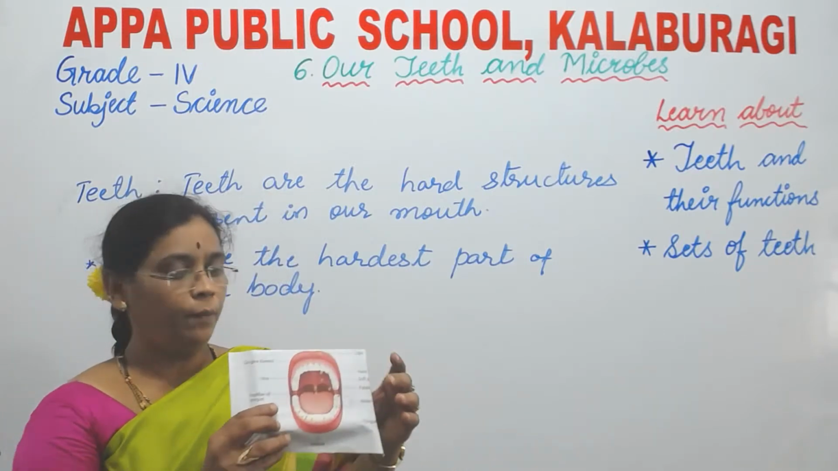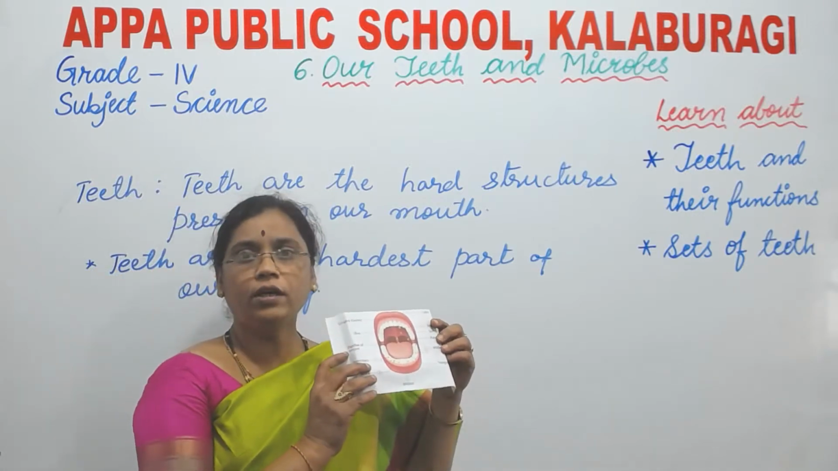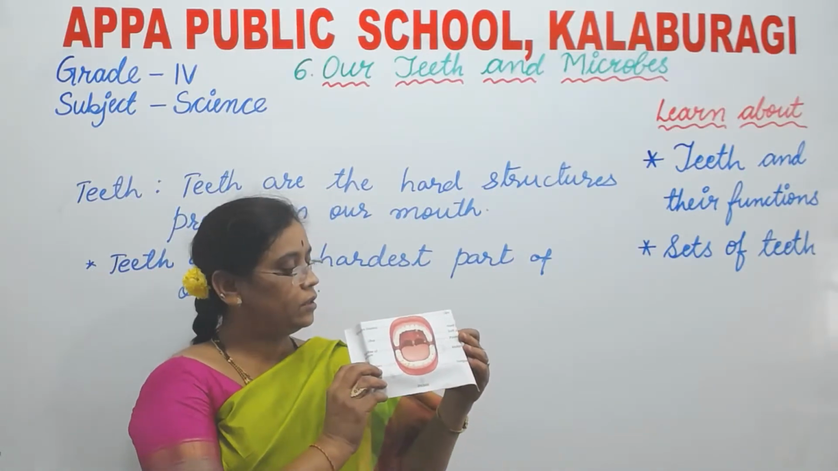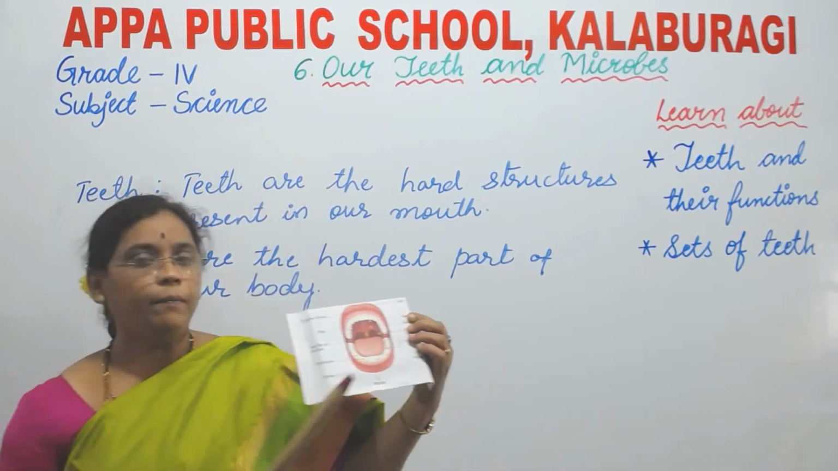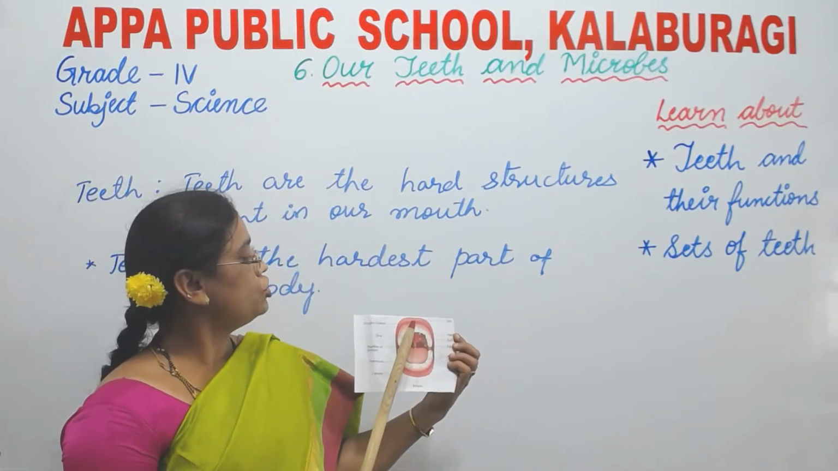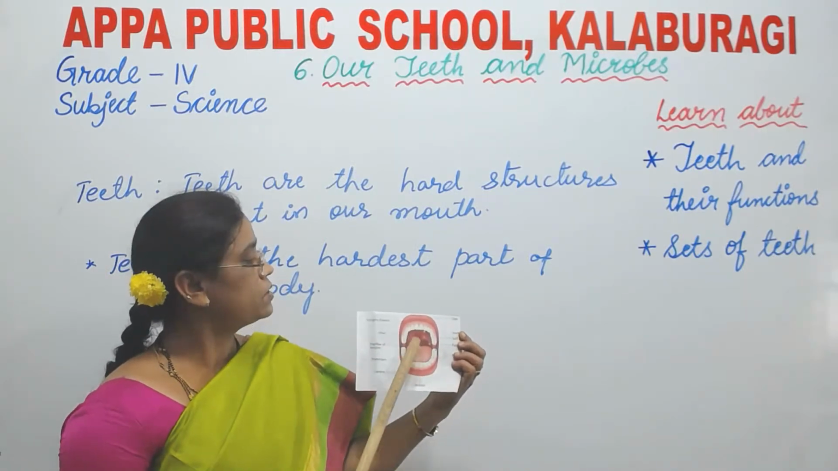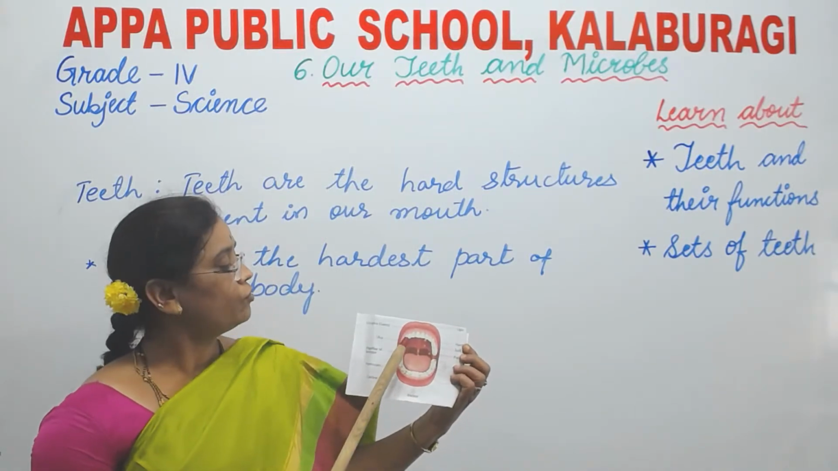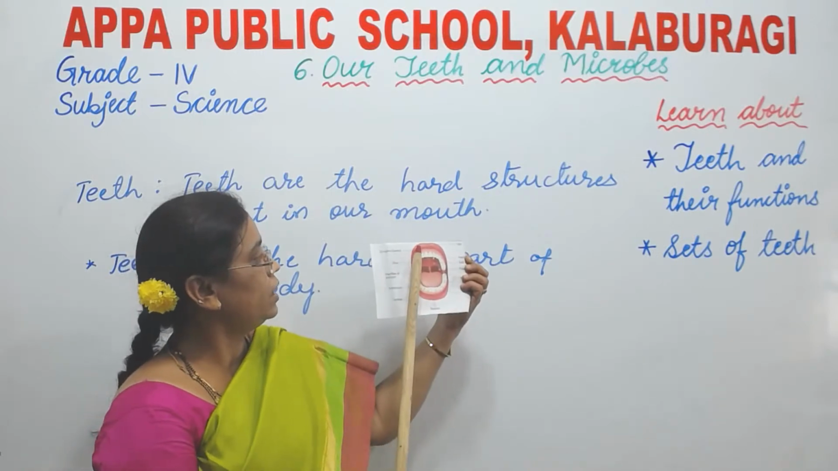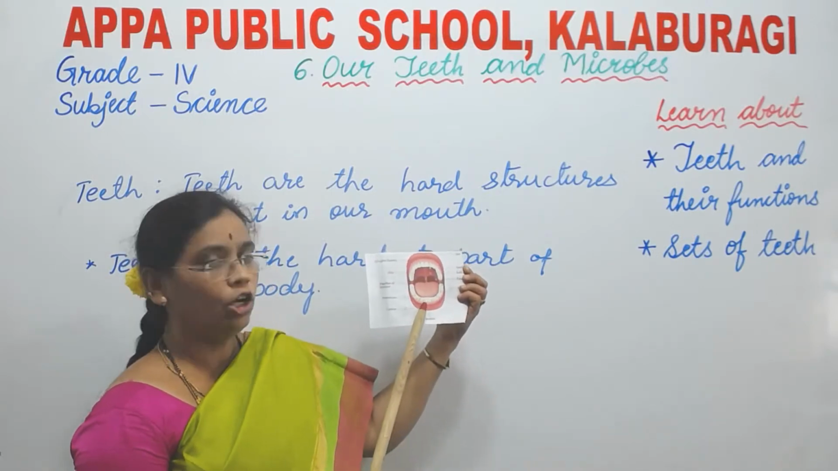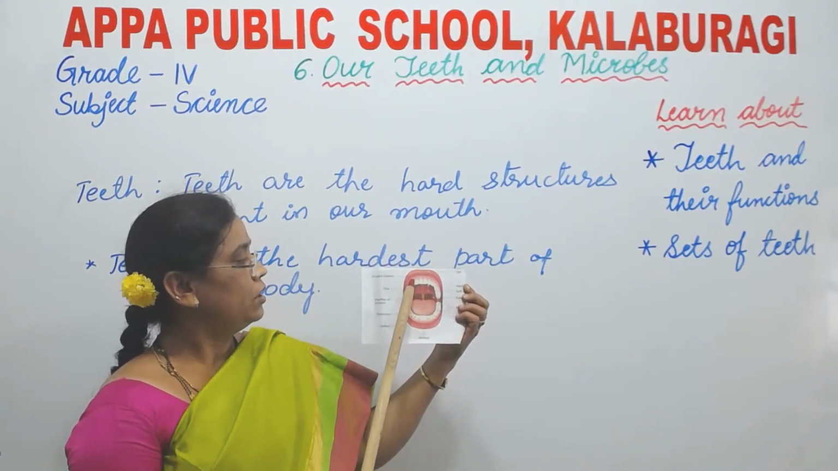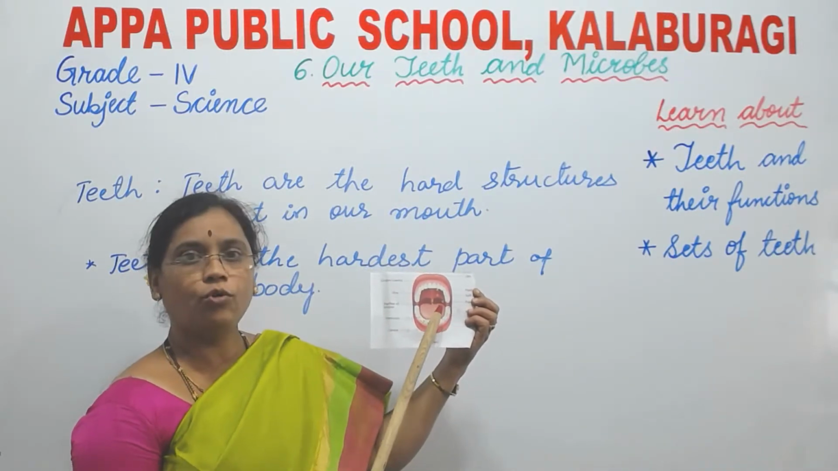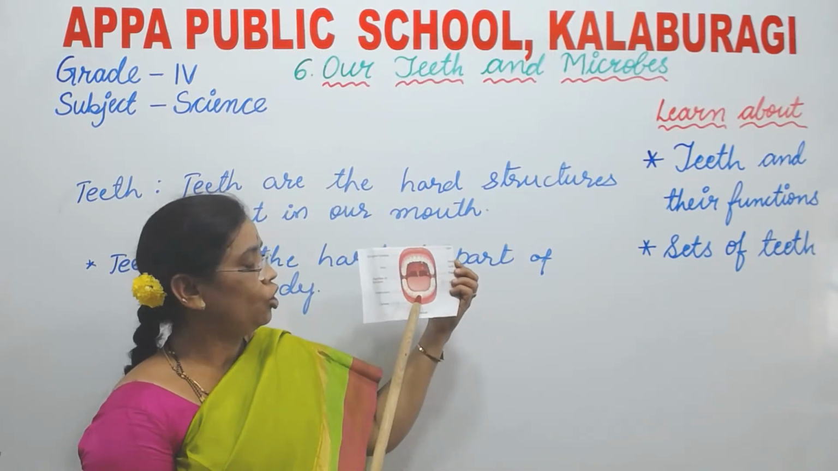So this is a picture to show you the teeth. The teeth are arranged on the two jaws. This one is the lips, upper and lower, and after that, this one is the upper jaw and this one is the lower jaw. See how the teeth are fixed on both the jaws, on the upper jaw and lower jaw.